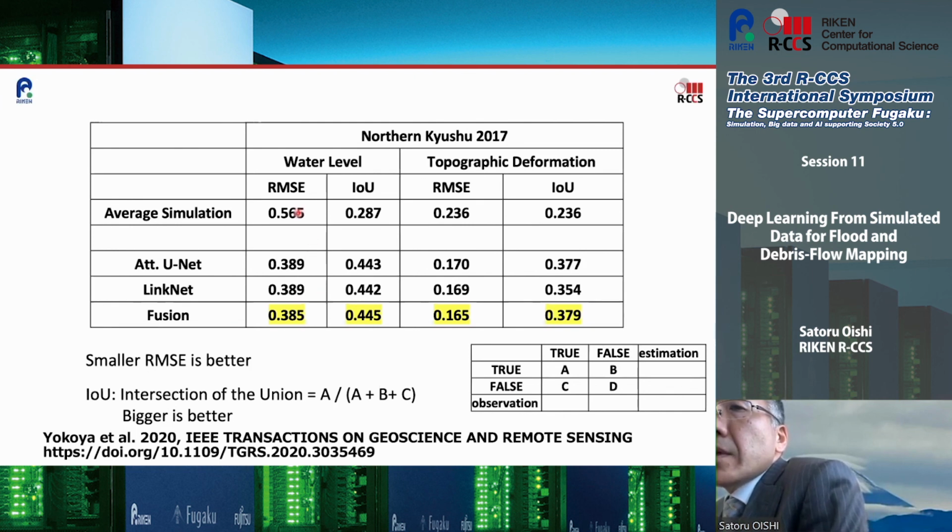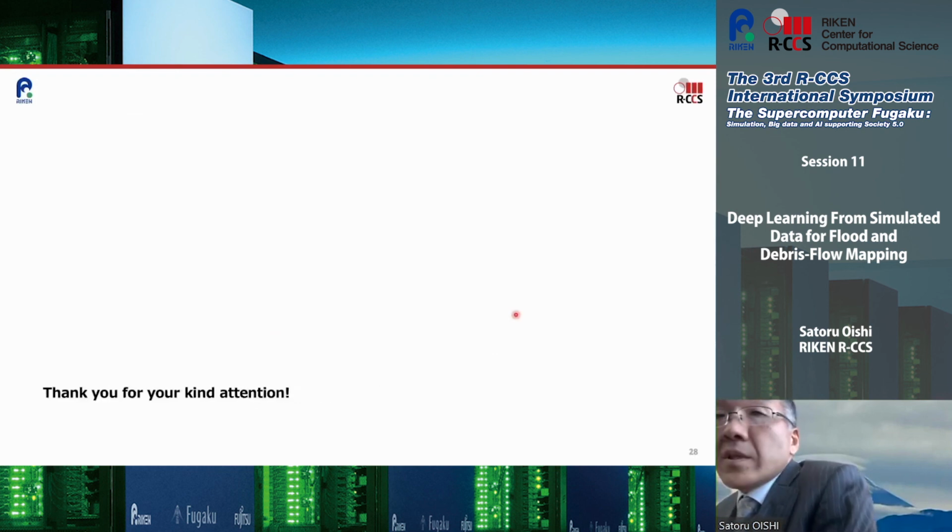So in the Northern Kyushu case, our original system, just a calculation and ensemble calculation, gave somewhat better results. But by using the deep learning, we can build a much better calculation in terms of the water level and the topographic deformation. So this is the end of my talk. Thank you for your kind attention.